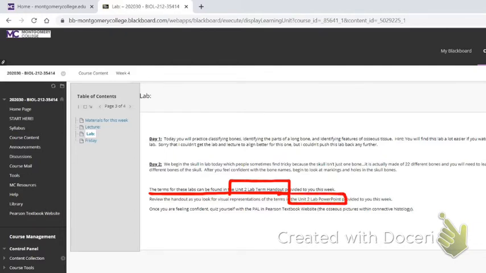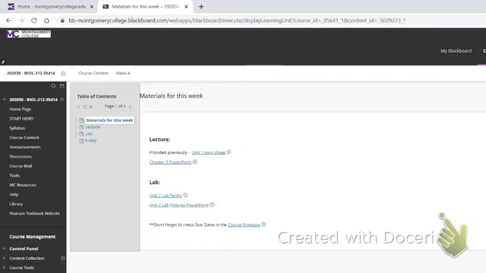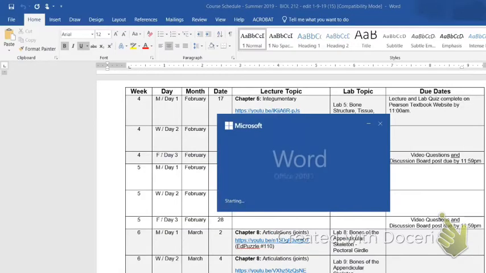Once again, that doesn't mean you have to complete the whole handout and the whole PowerPoint. That would be far too much. But you're going to focus on the skull, right? Since we're pretending we're focusing on that part right now. So I'm going to go back up to materials for the week, and I'm going to download those 2 files. And the first thing I'm going to do, as recommended, is go to the unit term handout.